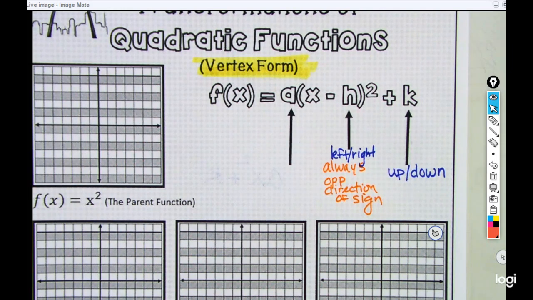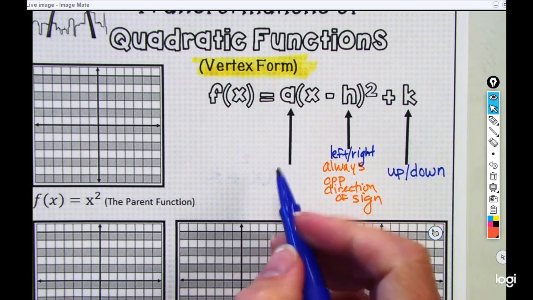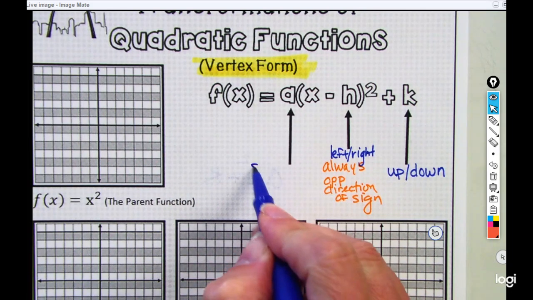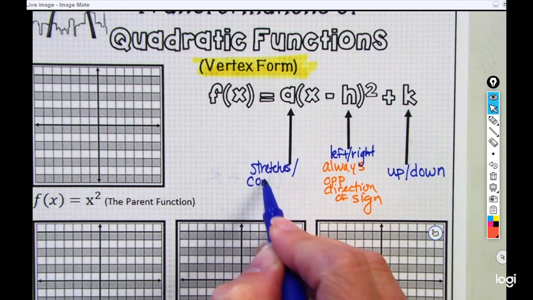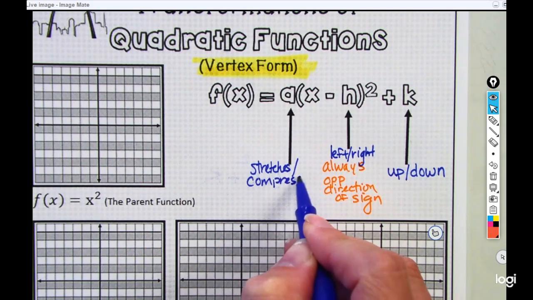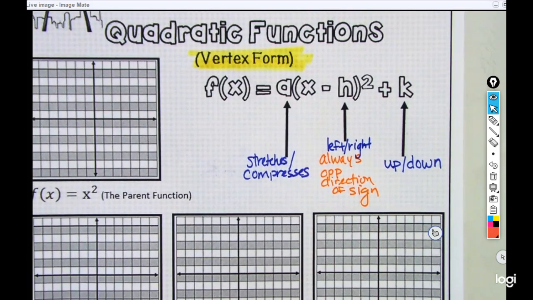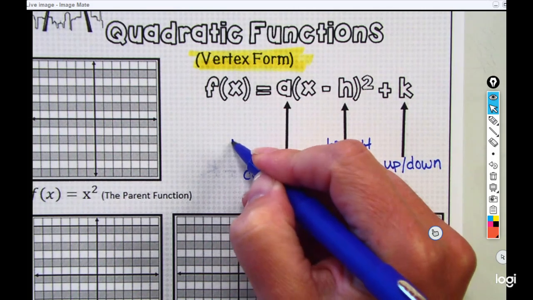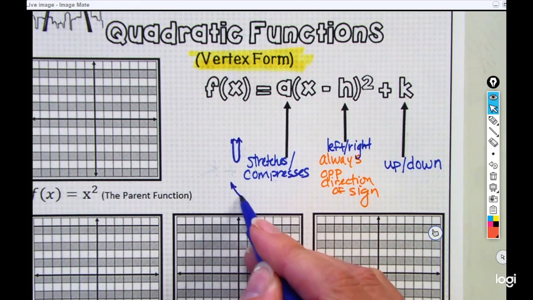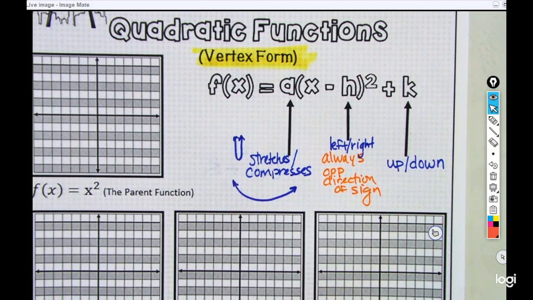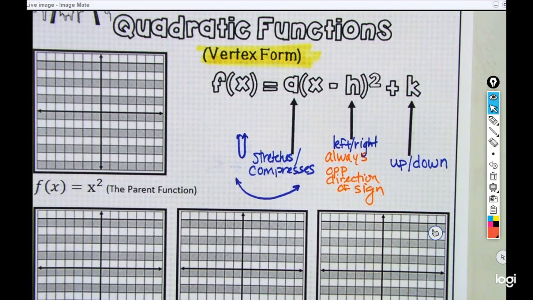And this number in front of the parentheses stretches or compresses the shape of your parabola. And that's a fancy way of saying it makes it really skinny, or it might make it open very wide. So it changes the shape.